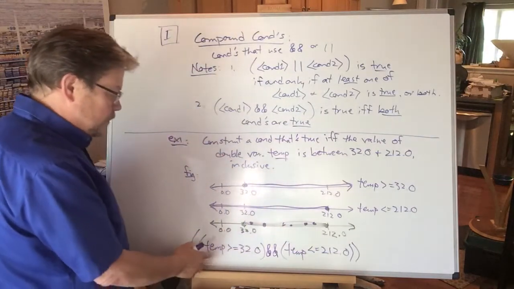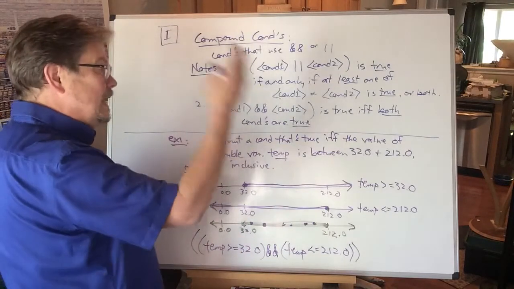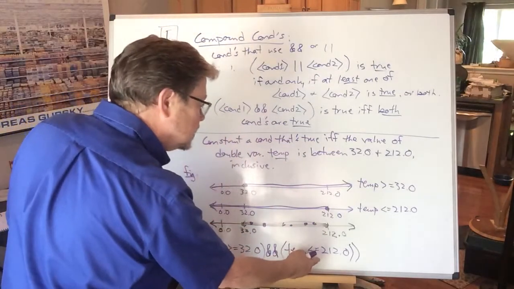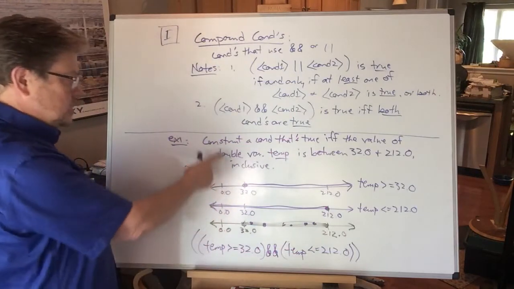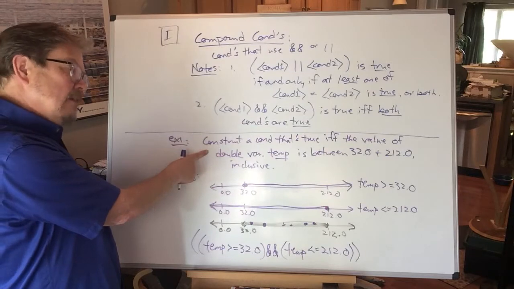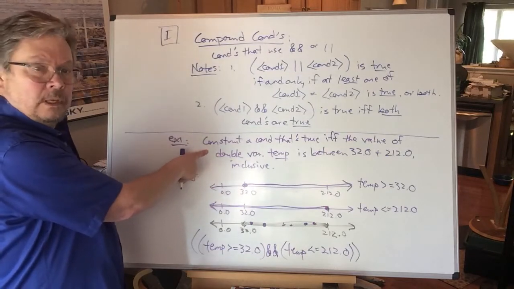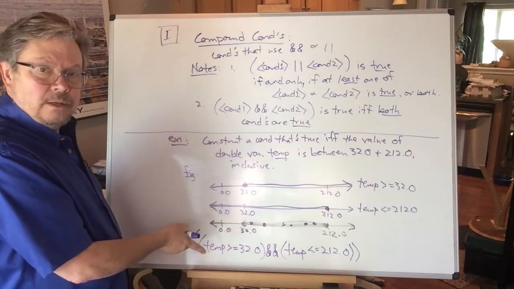This number line represents all the values of variable temp that are greater than or equal to 32 and also simultaneously less than or equal to 212. And ladies and gentlemen, that is a condition we want. That is the condition that's true if and only if that condition is true, and only if that condition is true.